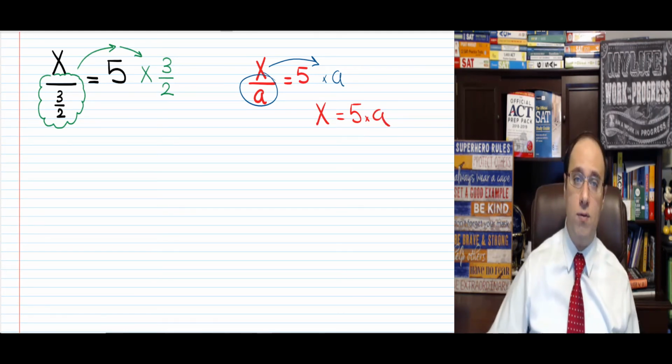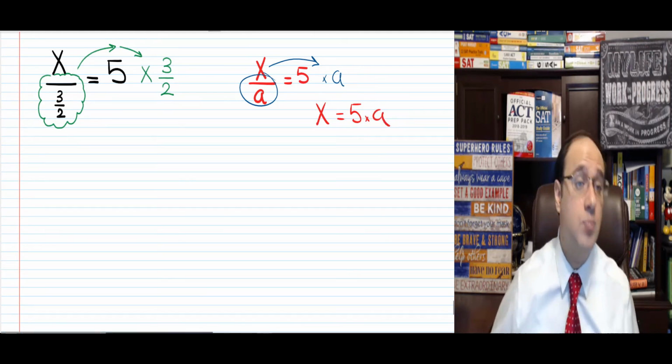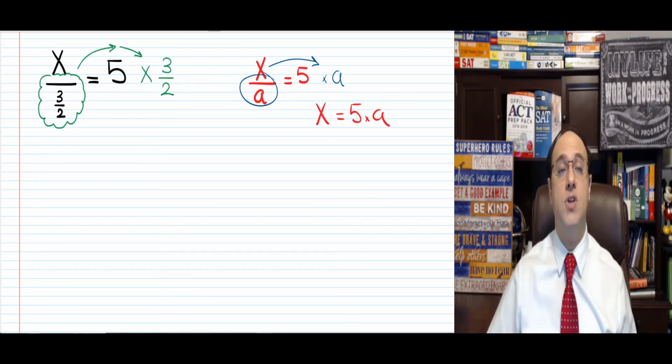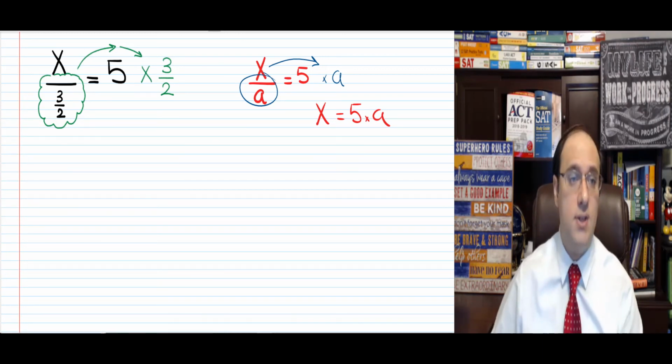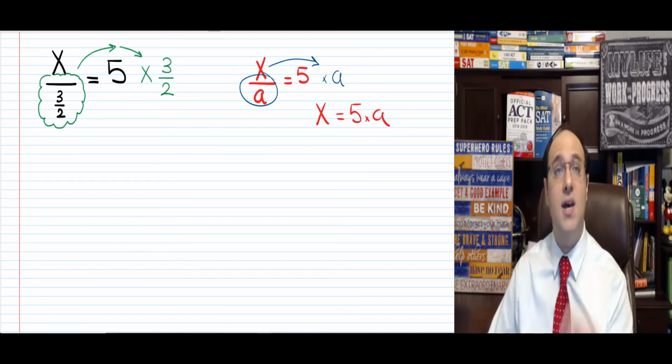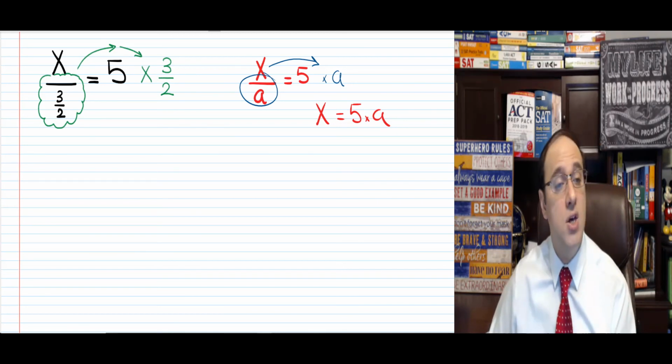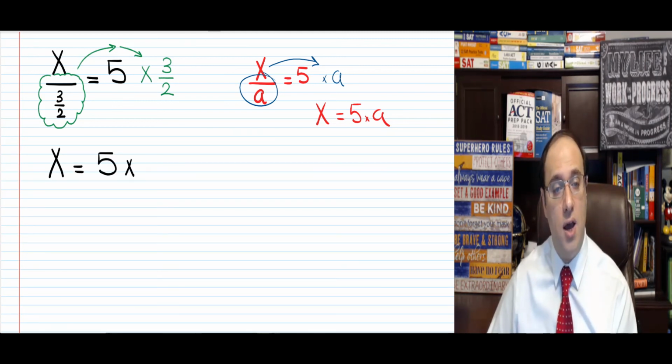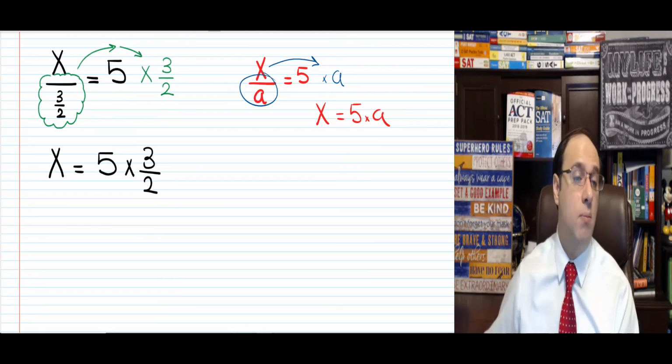So x over 3 over 2 right here, let's go back to the left. 3 over 2 goes to the other side as times 3 over 2 instead of divided by 3 over 2. On the left, it goes to the right as times 3 over 2. So we're left with x equals 5 times 3 over 2.